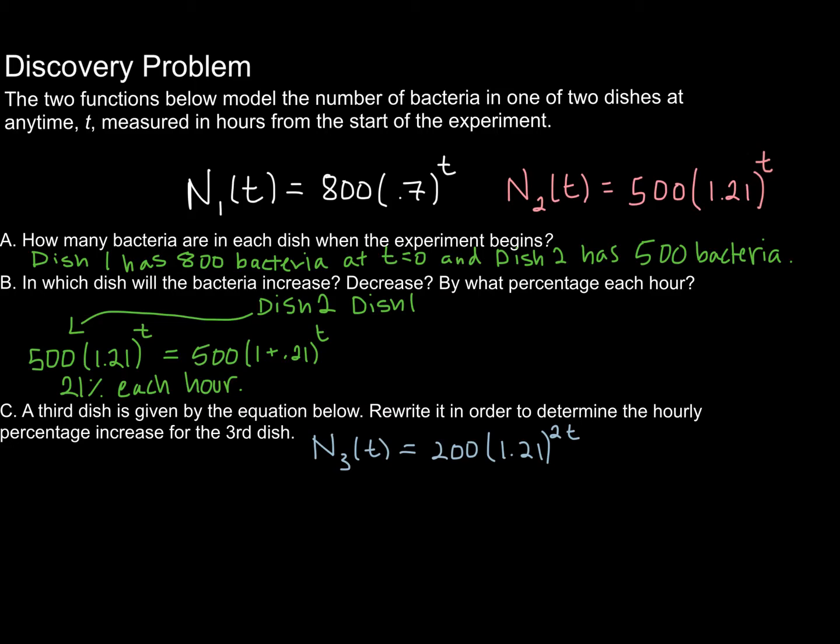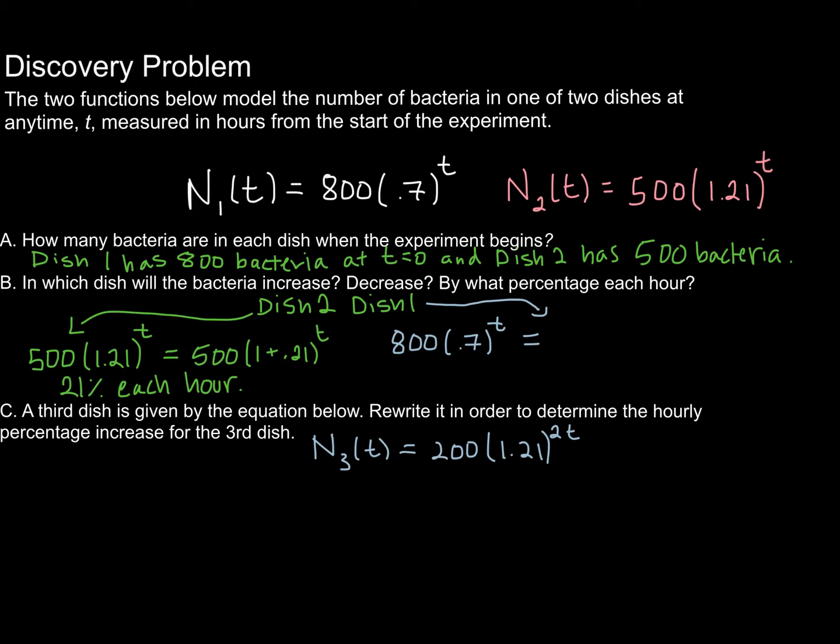Now we want to look at dish number 1, and we know for dish number 1 that we have a decrease, but by what percentage is it decreasing? I want you to go ahead and try this one on your own using the same methodology we used for dish number 2. It really is the same thought process. Once you try it, go ahead and press play, and we'll take a look at it together.